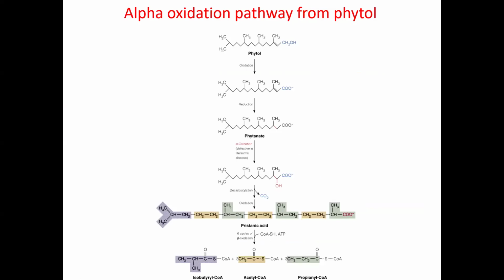Besides beta oxidation, some additional oxidation processes, alpha oxidation and omega oxidation, also happen in some microorganisms. So we are discussing this process. This is alpha oxidation.